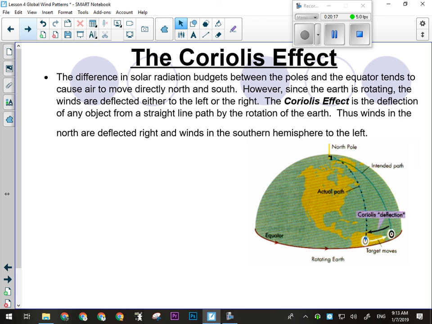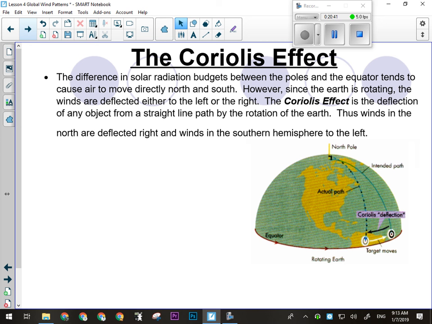All right, so that tends to make air move directly north and directly south, trying to obey the laws of thermodynamics. Yes, there's some horizontal motion, but it's for all intents and purposes strictly vertical. Now the Earth is rotating, so winds get deflected either left or right. Okay, and that's the Coriolis effect. That's the deflection of any object from a straight line path by the rotation of the Earth.